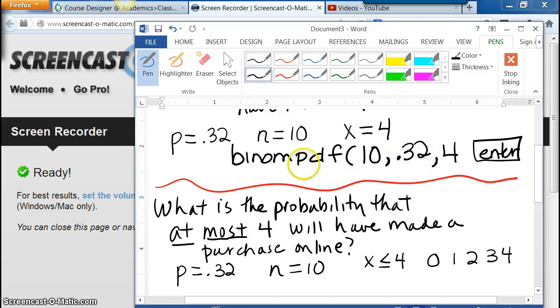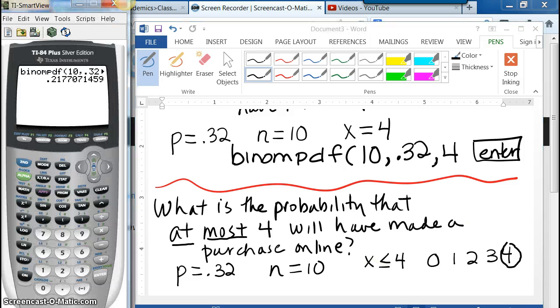Now, you could do this with the PDF, and you've already done the 4, so you've already actually done this part of the answer. And you could do separately, you could put a 0 in there, and then a 1 in there, and a 2, and a 3, and add those results together. But the calculator has a function on it that will actually do all of this in one big swoop, so that you don't have to do the PDF thing 5 different times to get these answers. And that's what the CDF is for.